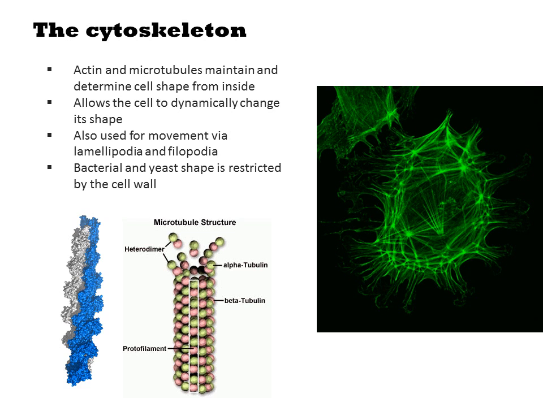Finally, they have a cytoskeleton composed of protein polymers. Like the struts supporting the roof of a circus tent, actin and microtubules maintain and determine cell shape from inside eukaryotic cells. This allows the cells to dynamically change their shapes. It also enables specialized locomotion mechanisms using lamellipodia and filopodia.